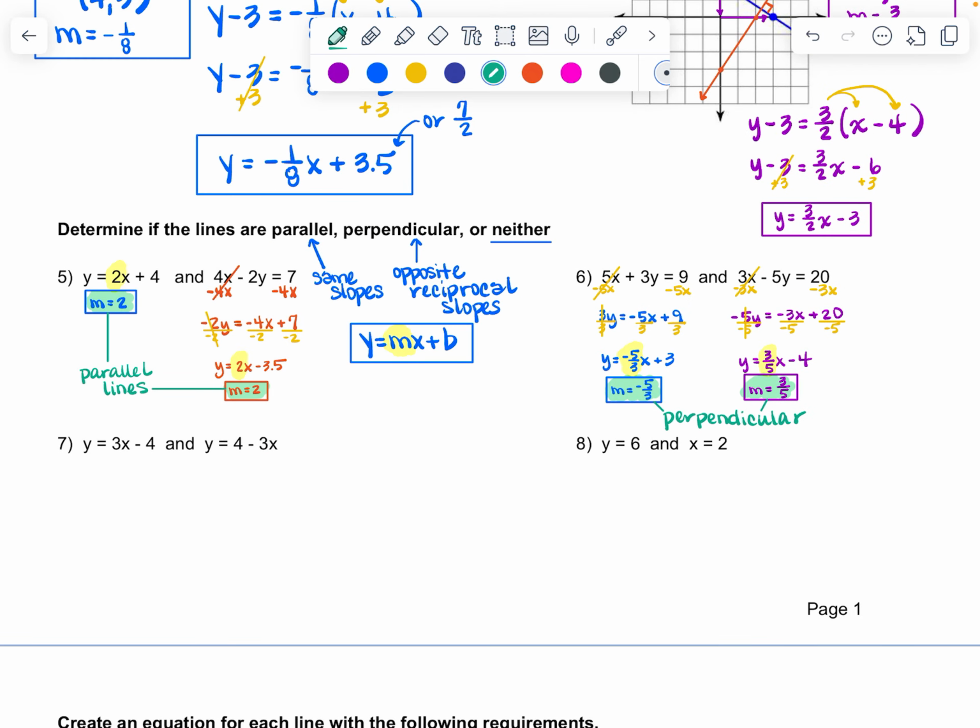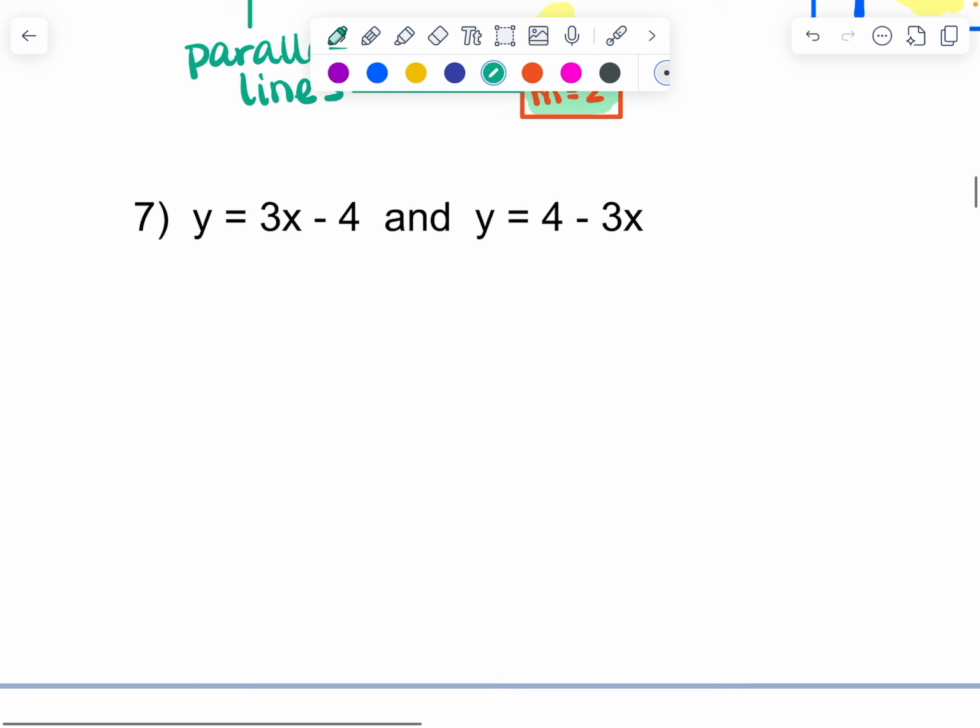All right, two more of those. Y equals 3x minus 4. Okay, luckily for us, he is in y equals mx plus b form. So yay, that means that our slope is 3. So no need to do any prep work on that one.